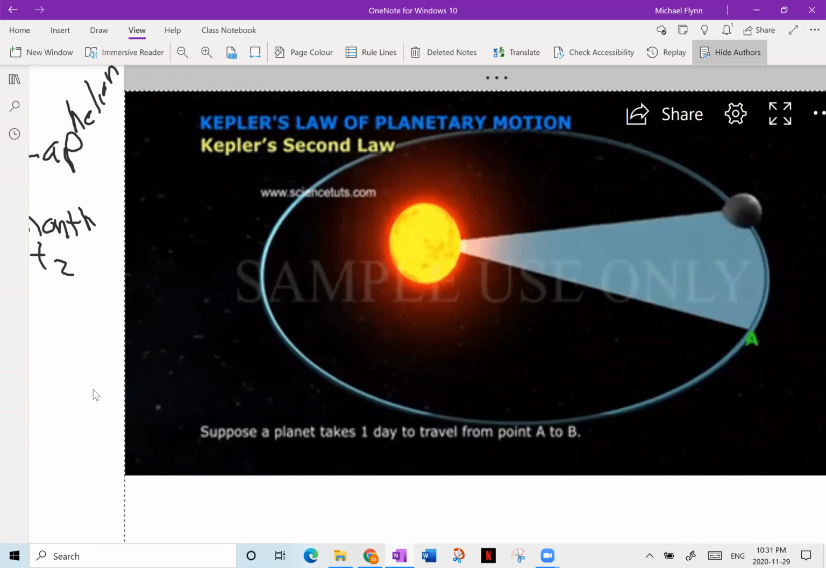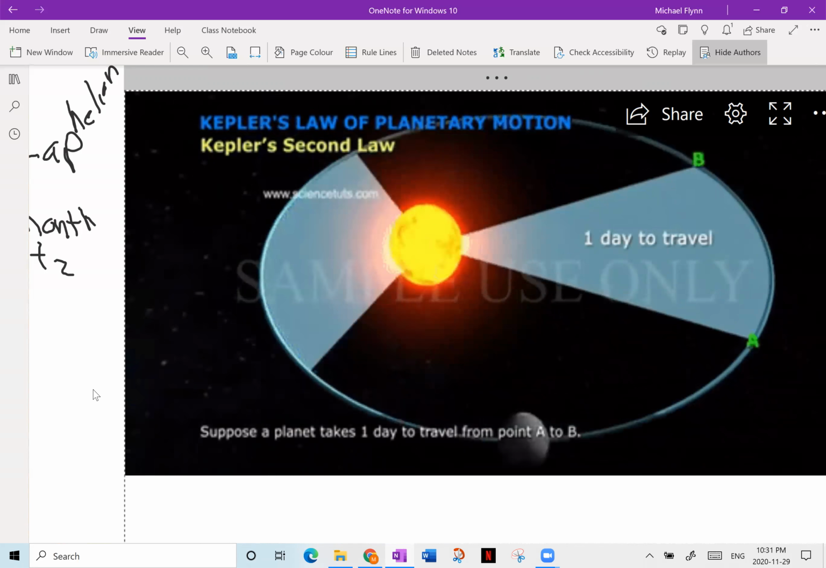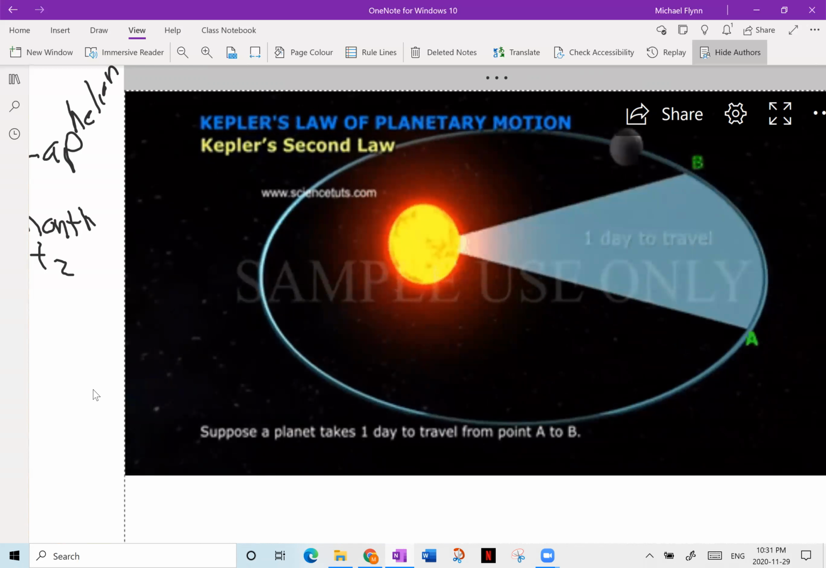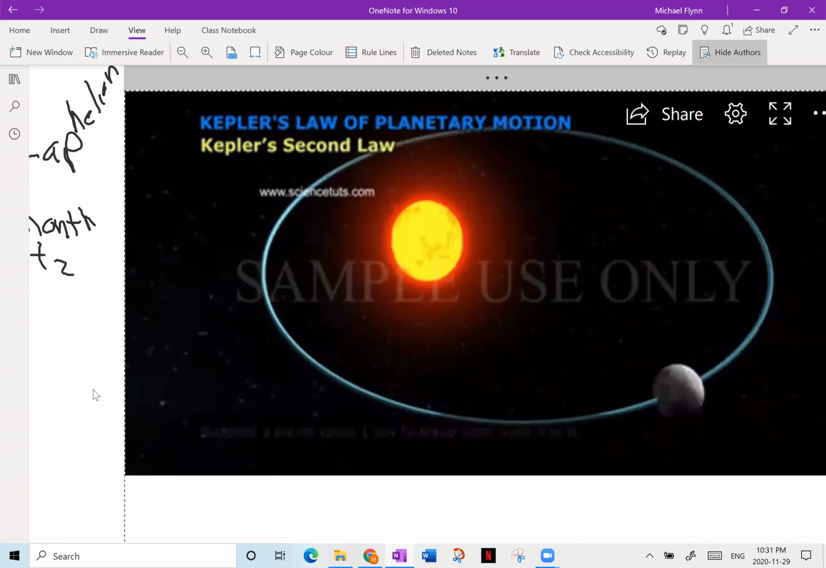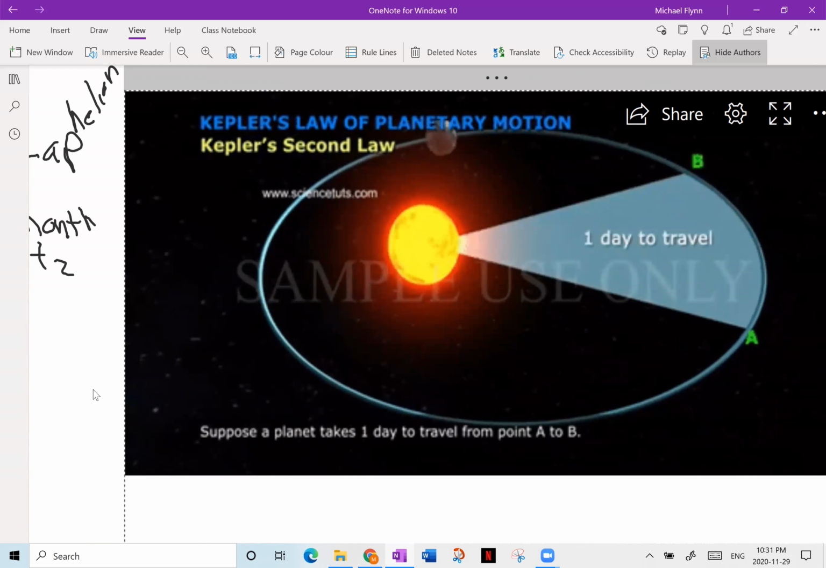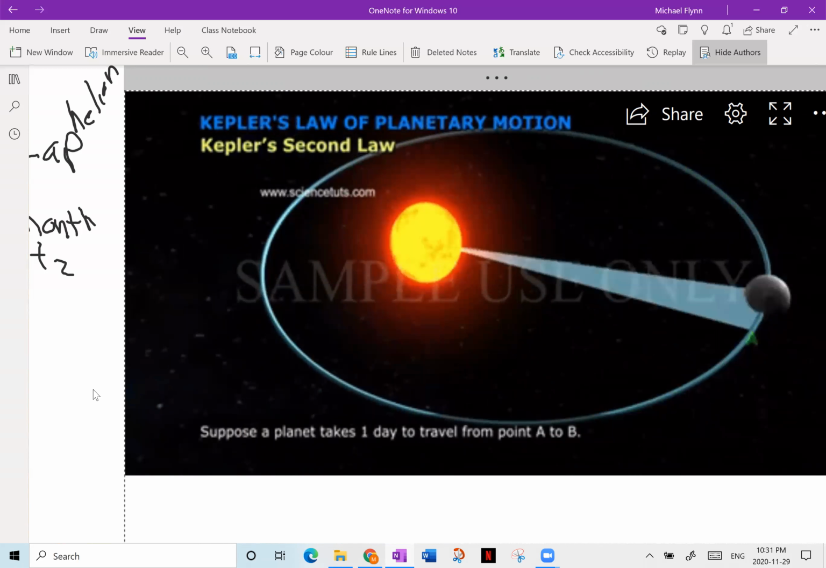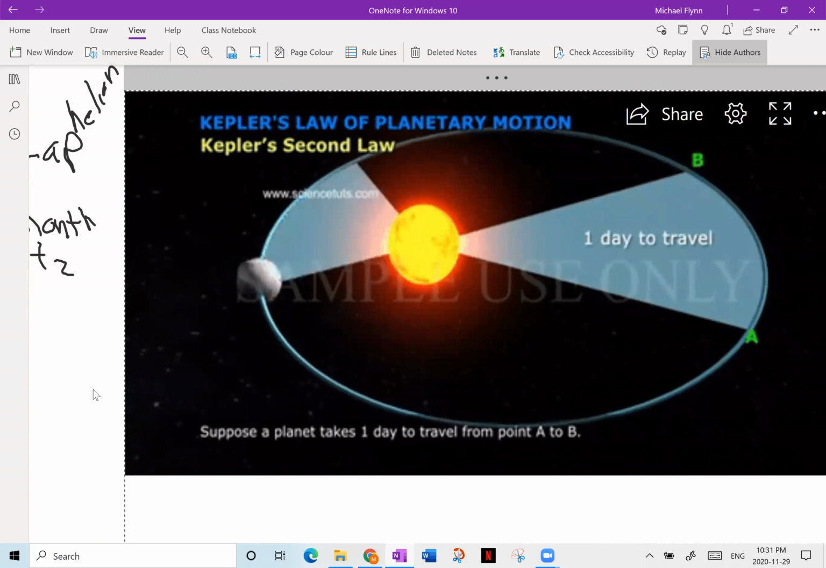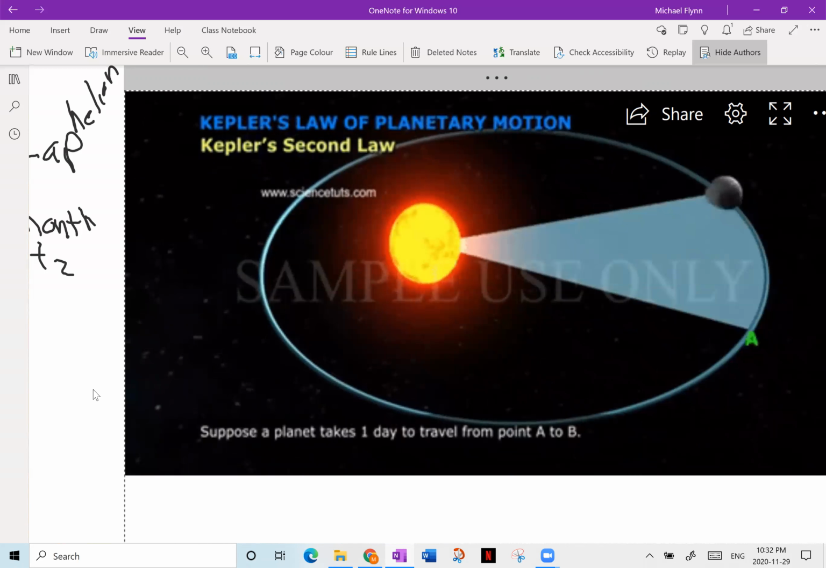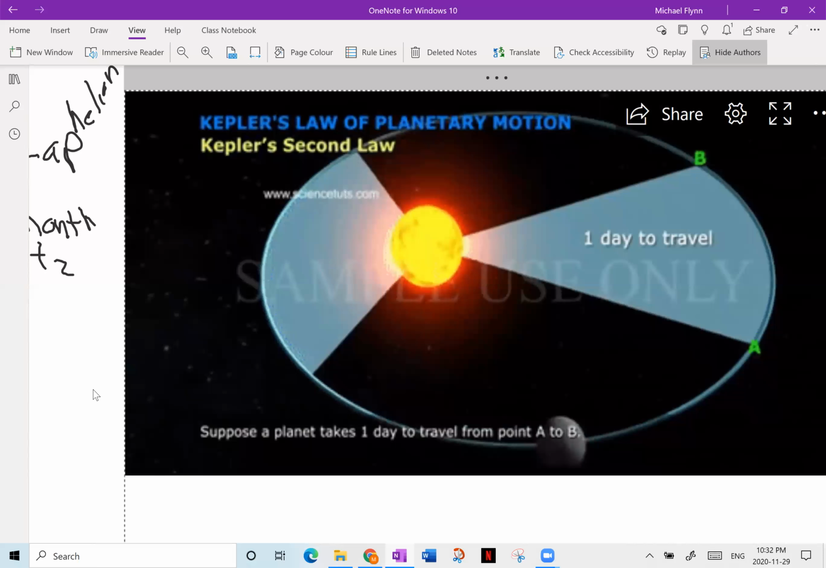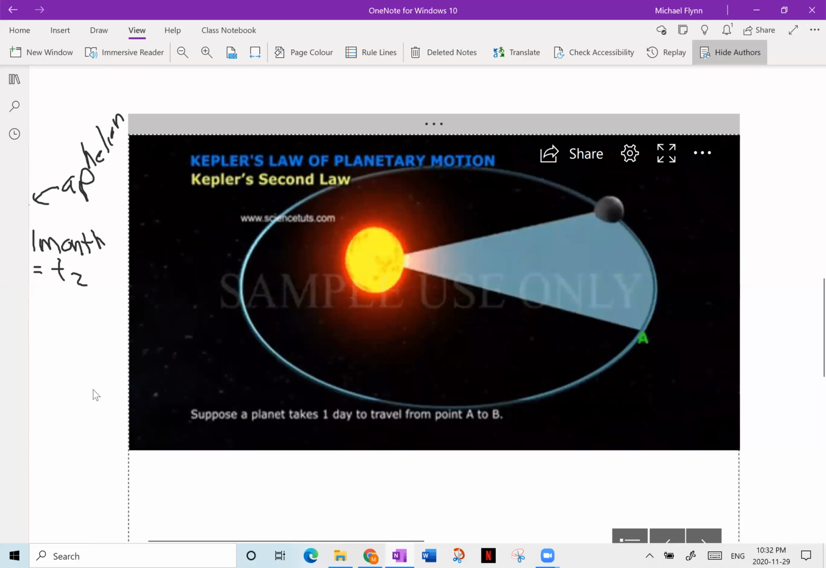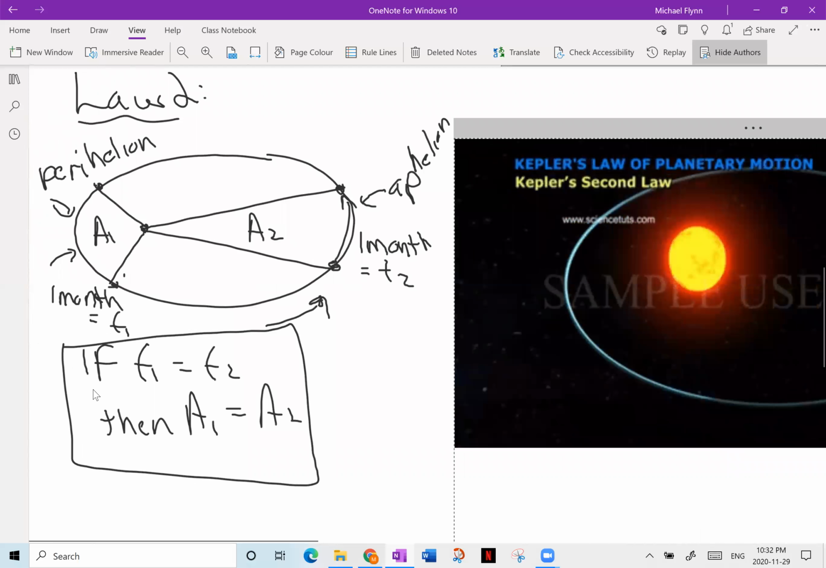Now, later this would become what Newton called the law of conservation of angular momentum. We don't do angular momentum in high school. It's a university thing. But you know when a figure skater pulls in her arms and she spins faster, the same thing is happening to planets when they get closer to the sun, especially comets with that highly eccentric orbit.